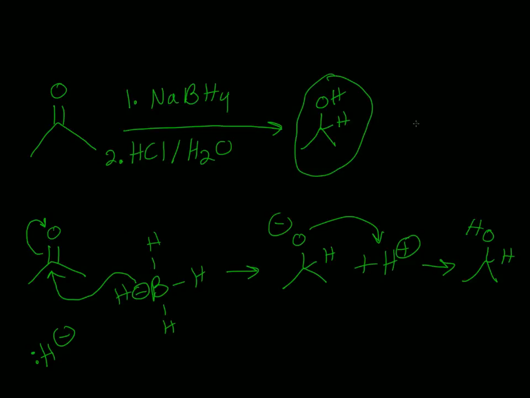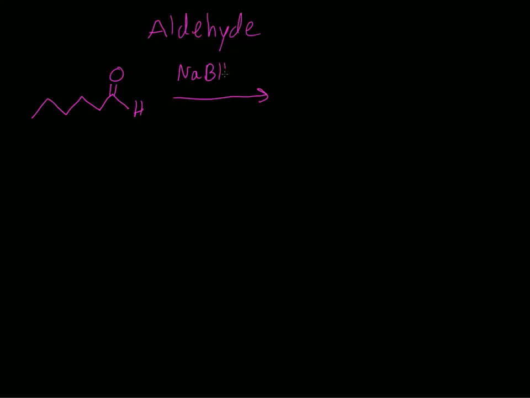Let's do some more examples. Okay, in this video, I want to do an aldehyde example. So, aldehyde. So let's look at something that looks like this. So we're going to reduce this aldehyde with sodium borohydride, and then we are going to protonate that oxygen, that O minus, with HCl and H2O.